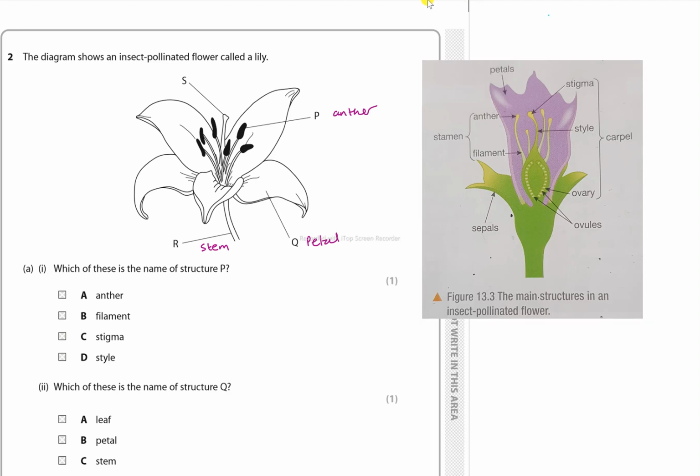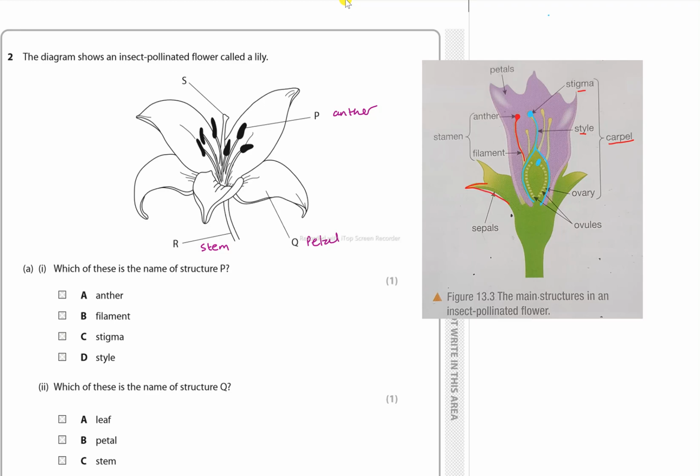So the stigma is where the pollen grain lands. The stigma is linked to the ovary. And then you've got the ovules, which contain the ova, which contain the egg. Then you have the anther, where the pollen's produced, and the filament, and together they're called the stamen. The stigma, the style, and the ovary and the ovules are called the carpel.